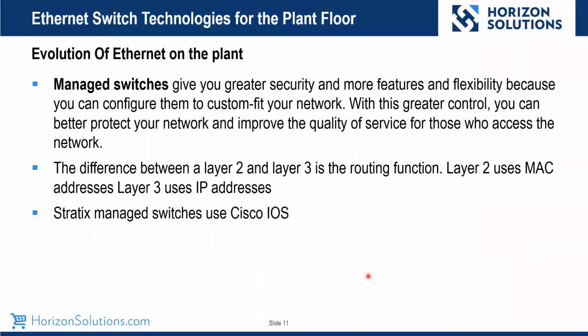Managed switches give you a lot more flexibility, a lot more configuration, and they come in 2 layers, layer 2 and layer 3. Layer 2 uses the MAC address, just like we showed for unmanaged switch, and layer 3 uses IP addressing so you could route across subnets. We're talking about the Stratix family of switches today, which uses the Cisco iOS operating system. So a lot of the features that we're talking about are both Cisco and Stratix.